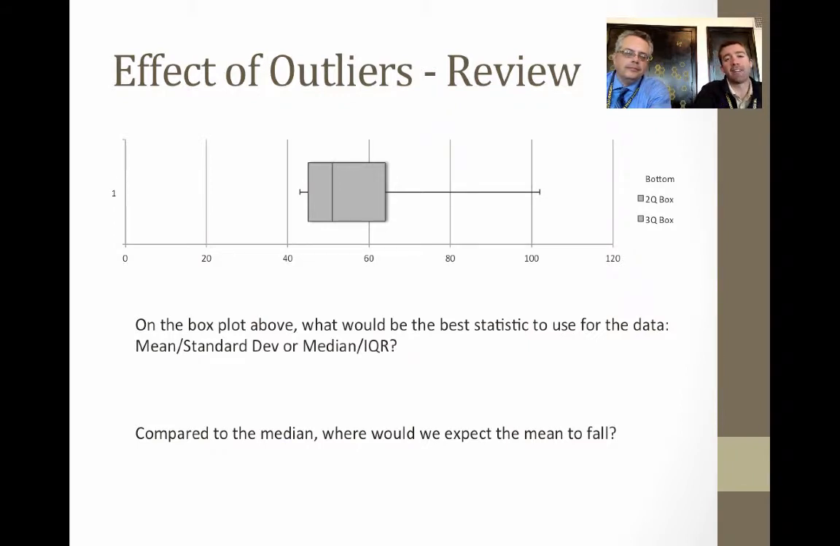So we want to know the effect of outliers. So here we have a nice box plot. How would you say that's skewed, Mr. Miller? To the right. Most of the data is over here, and then we got this right skewing outlier over here. In the box plot above, we want to know what's the best statistic to use for this data: the mean and standard deviation, or the median and IQR? Those are the choices, right?